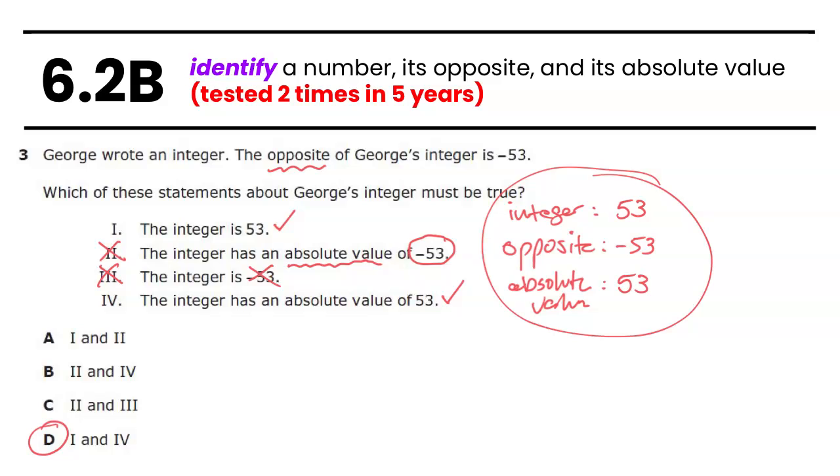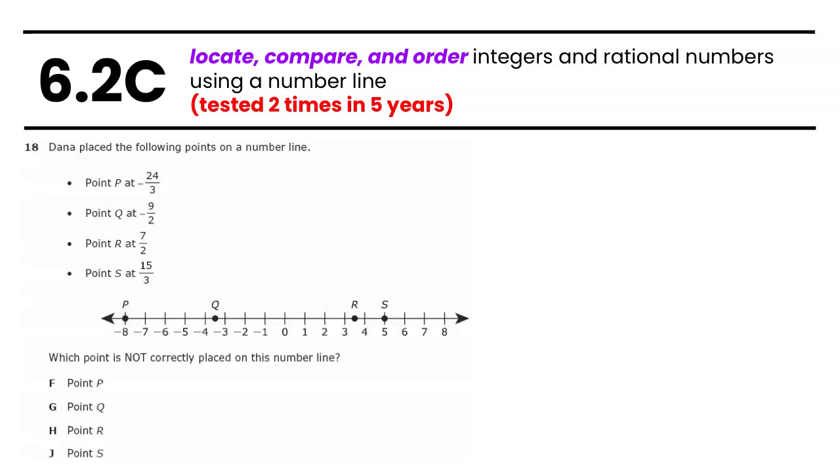As we move into the next TEK, 6.2c, it tells us that students must be able to locate, compare, and order both integers and rational numbers using a number line. And so in this particular released question, what we see is that we have both negative fractions and positive fractions, and we will want to locate those on this number line so that we can figure out which one is not correctly placed.